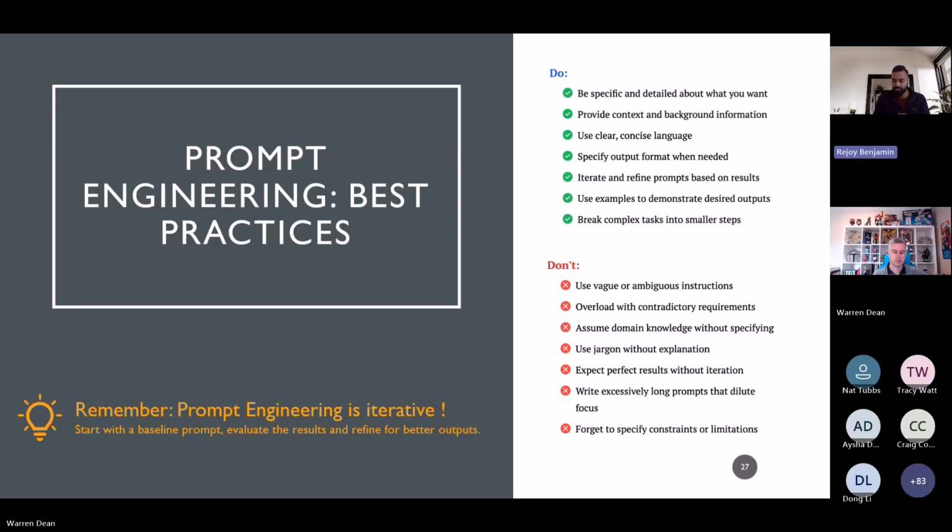And also remember, prompt engineering is iterative. While you might put in the first prompt and it might give you some things, because it's iterative, you want to keep going back with strong prompts that will narrow it down to give you a much stronger outcome than just having a vague response.